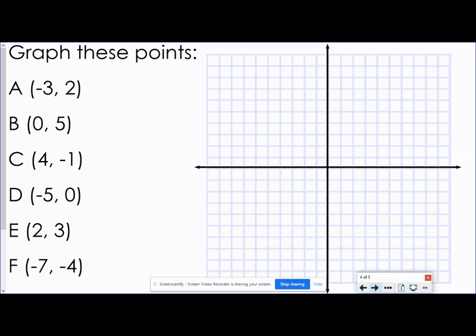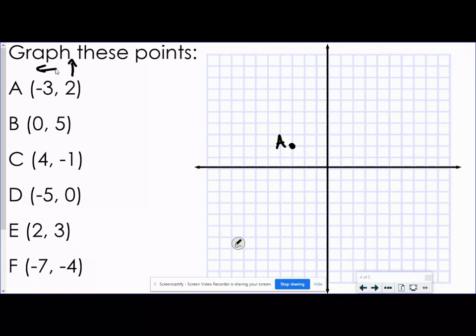So for point A, -3, 2, again, remember this is going to go left 3, and then we're gonna go up 2, and the order matters. So I'm gonna go left 3. I'm gonna have to go left 3 and up 2. Right here is point A. I'm gonna erase this in a second, but I went left 3 because it's a -3, and then I went up 2 because it was a +2. So that's point A.